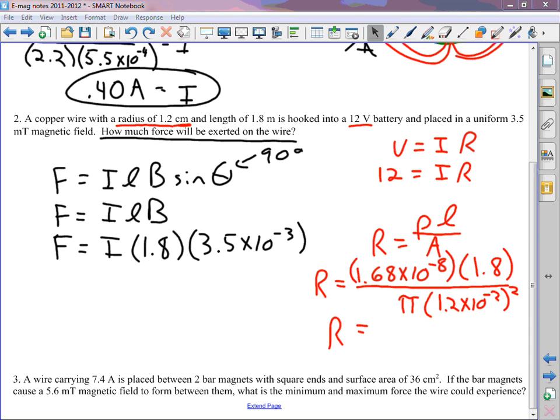All right, so we end up getting a resistance of 6.68 times 10 to the negative fifth. And that's really small as well. It should be. I mean, it's a wire. We don't want a wire here to have a high resistance.